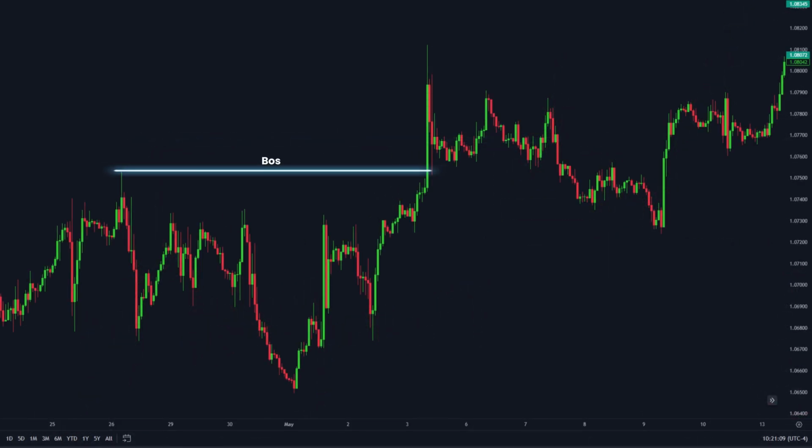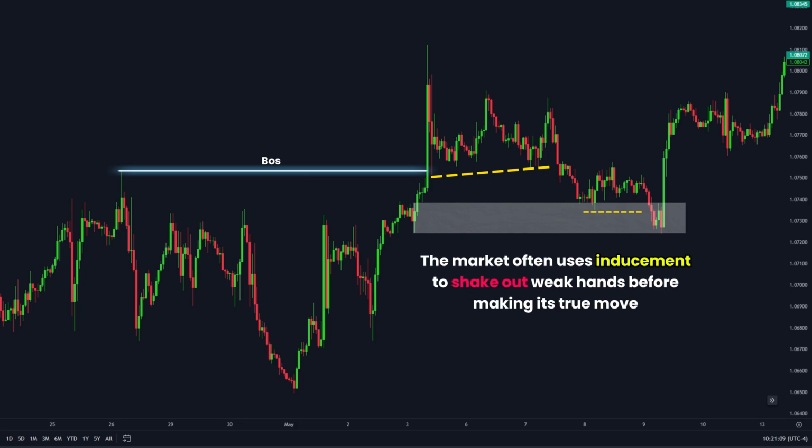However, if you fail to recognize inducement or misinterpret it as a reversal signal, you may find yourself exiting trades prematurely or entering at the wrong time. The market often uses inducement to shake out weak hands before making its true move, and if you're not aware of this, you can easily be among those shaken out.